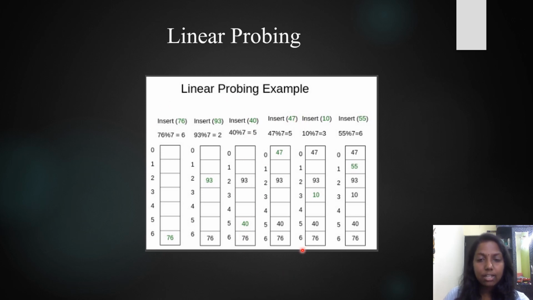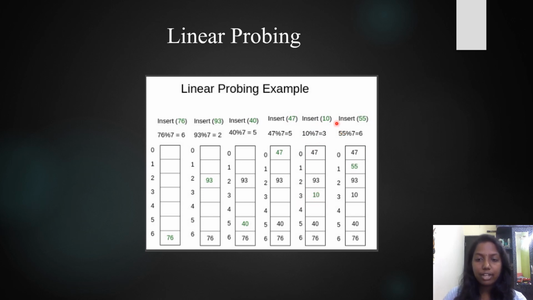But here we have 47 mod 7, which again gives us 5. In the place of 5 we have 40 already. So what we do here is go to the next element, but here we don't have space. From here the next free space is 0, so we insert 47 at 0. Now 10 has free space, so we insert it there.